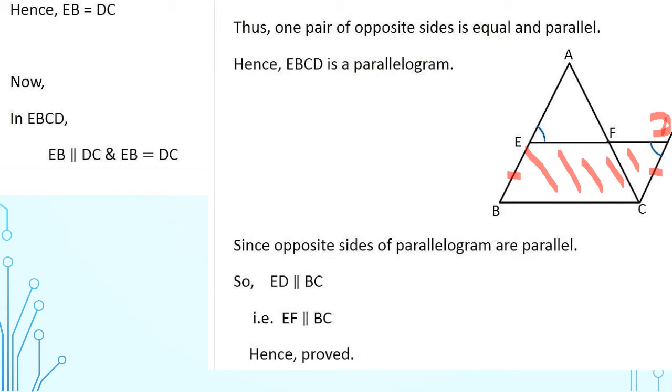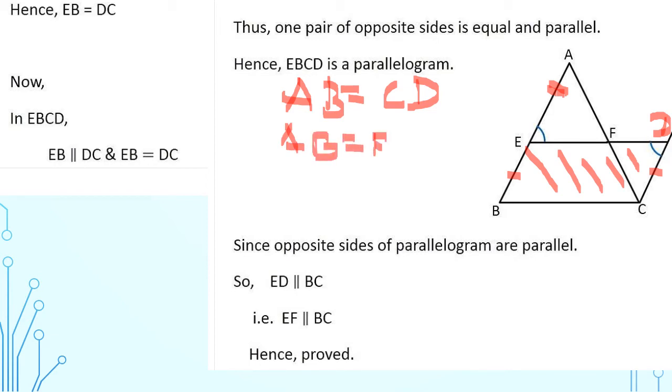Now, how did we get EB equal to CD? Because E is the midpoint of AB. Therefore, EB is equal to EA. But just now we found that EA was equal to CD by CPCT and EA is also equal to EB because E is the midpoint. Therefore, EB is equal to CD. And since this one pair is equal and parallel, hence it is a parallelogram.